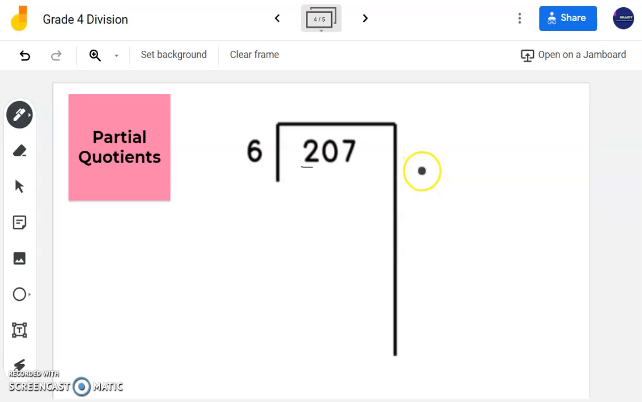Now, you can, in fact, use 0, and then you would have 0, 0, 0. You subtract, and you'd be left with 207 again. So you can include all those zeros, and that's fine. But in this situation, you can actually look at the first 2 digits. So 6 times some number gets me really, really close to 20. Well, 6 times 3 is 18. That's great. 6 times 4 is 24. That would be too big.